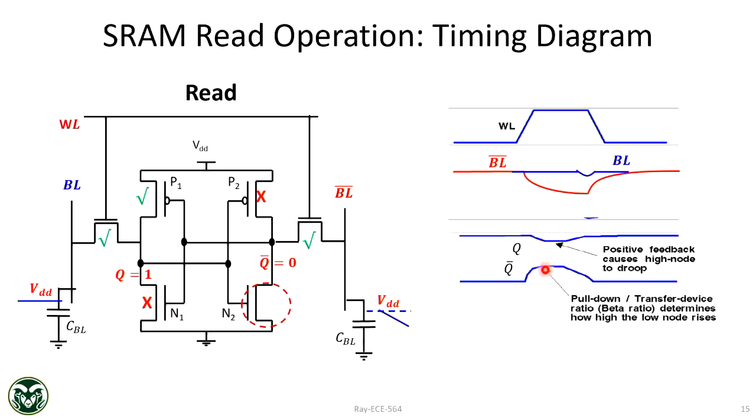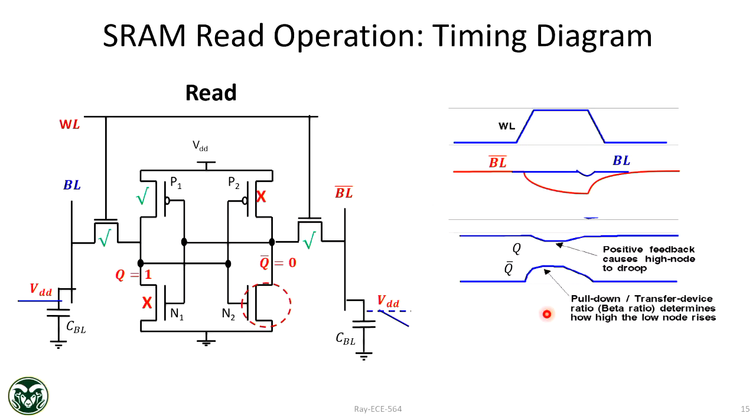How high it will go is the important design parameter. During the read operation, how much will the voltage rise at the Q equal to 0 node? You can calculate it using equations, and we'll solve problems in the homework too. You will find how high it will go, and whether it will be enough to disturb the cell or not. We'll answer that. Any question up to this point?